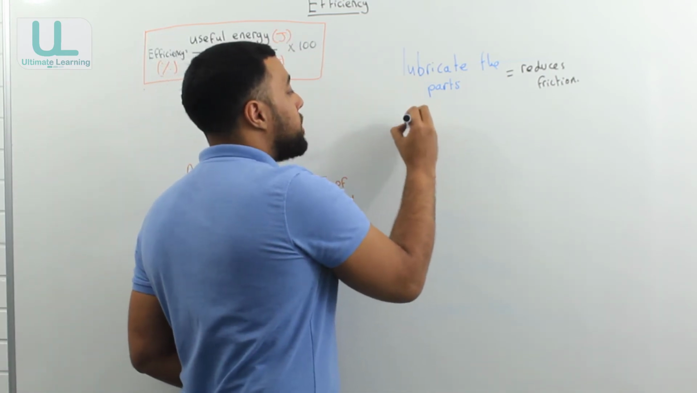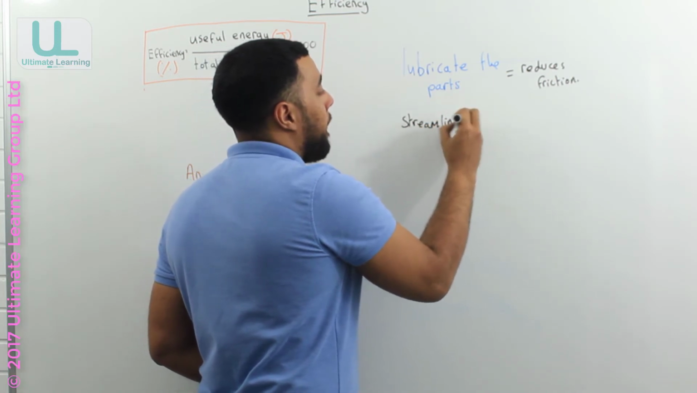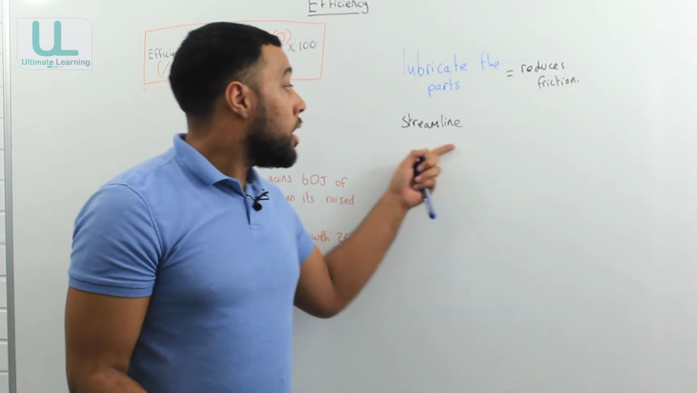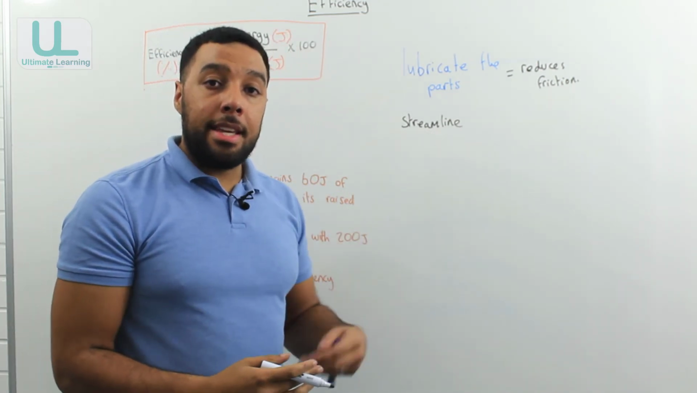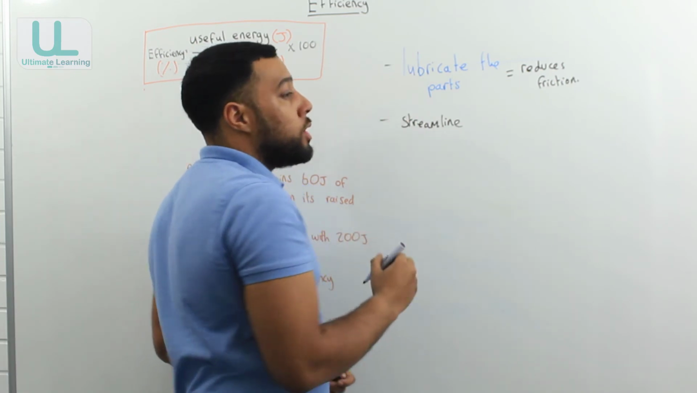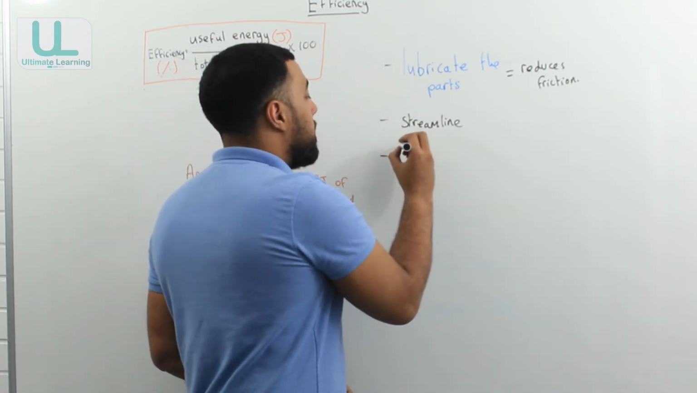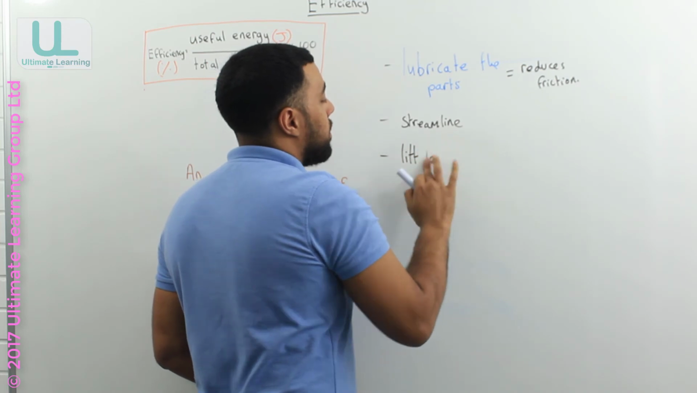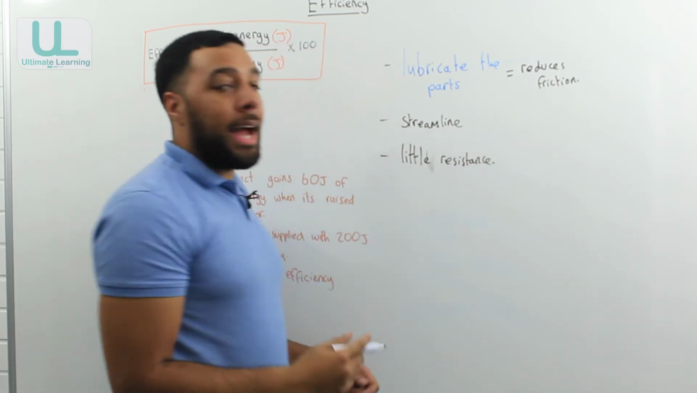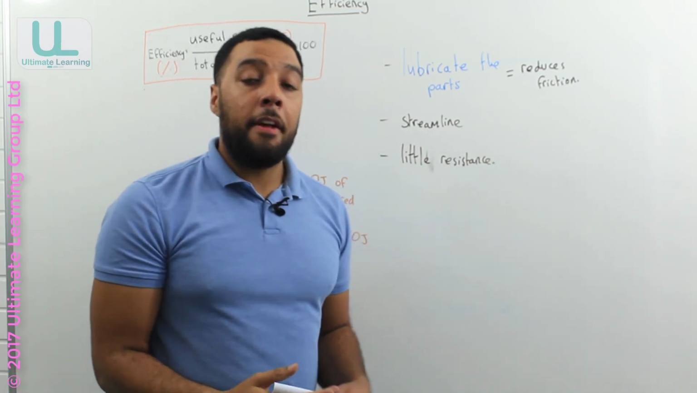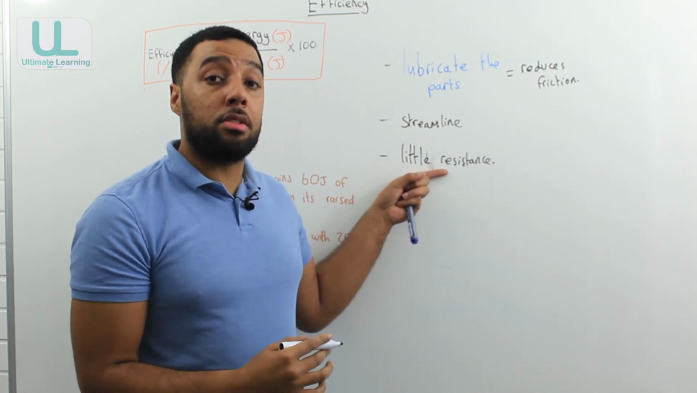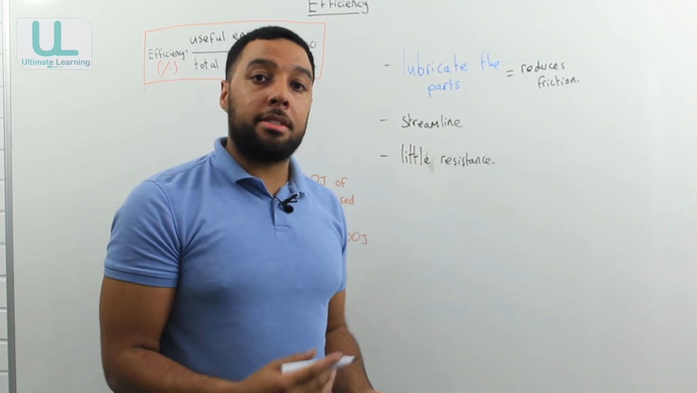We could also make objects more streamlined. When an object's more streamlined, there's less air resistance on the object, which means there's less heat energy being transferred to the surroundings. And we could also use appliances with little resistance. Appliances that have a high electrical resistance produce heat as a current flows through them. If we reduce that resistance, well then that means there's less heat produced as the current flows through.